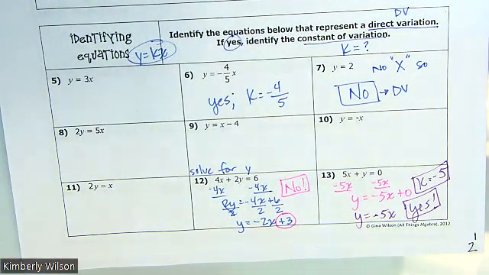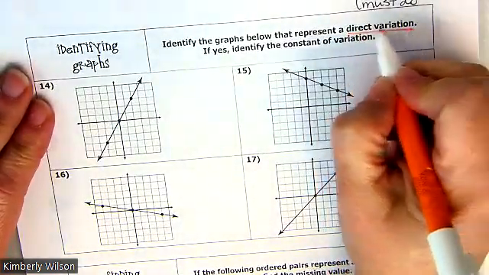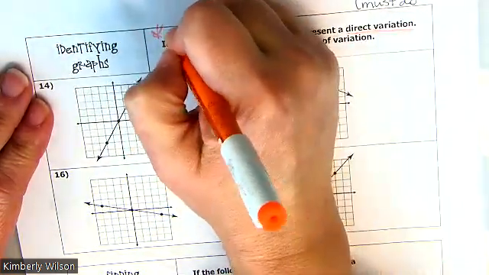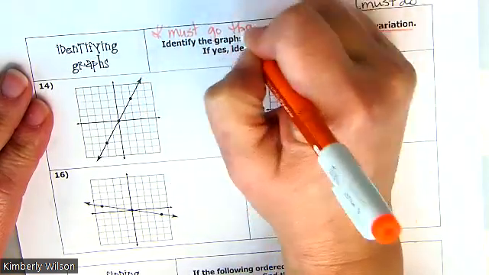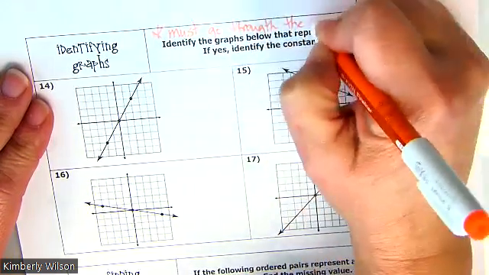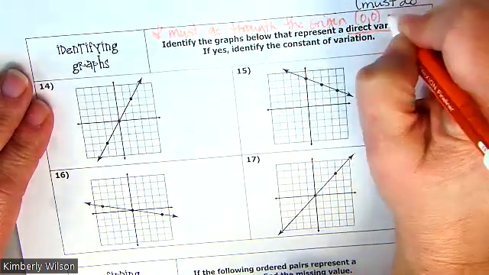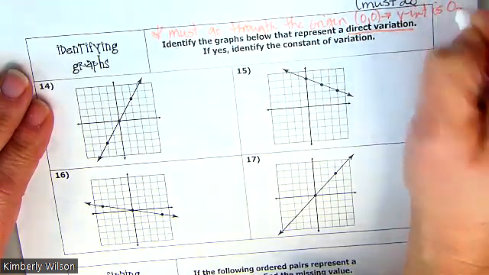Moving along, now we're going to look at it from graphs. A direct variation on a graph must go through the origin, which is 0, 0. That means the y-intercept is 0.